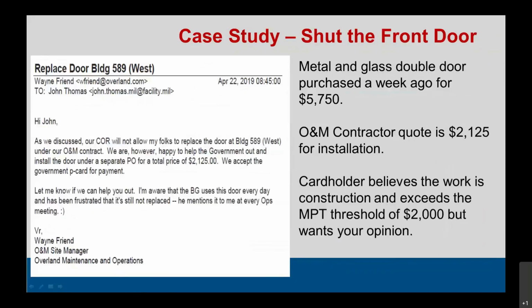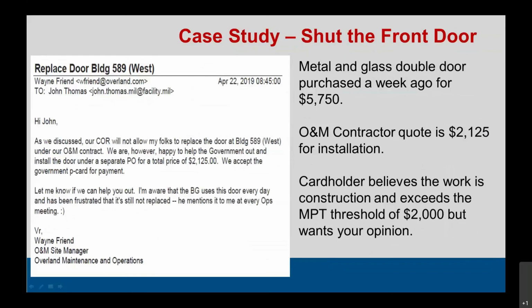Here's one we call Shut the Front Door. A government facility needed to replace a door, and the requester had the cardholder purchase a large metal and glass double door for $5,750 last week. Once the door was delivered, the requester planned to have the base's operation and maintenance contractor remove the old door and replace it with a new door.